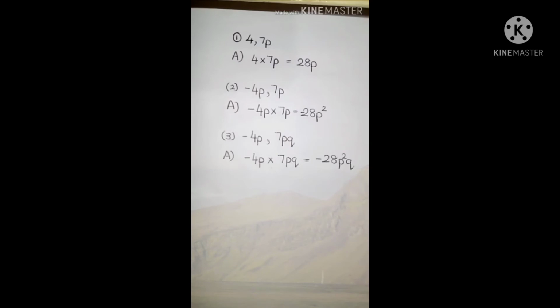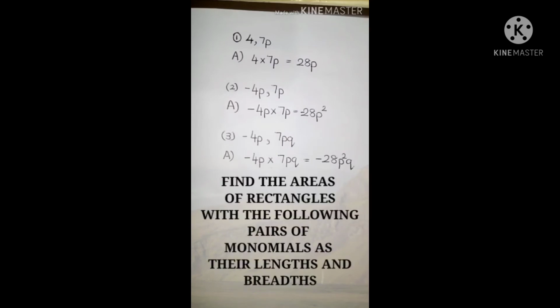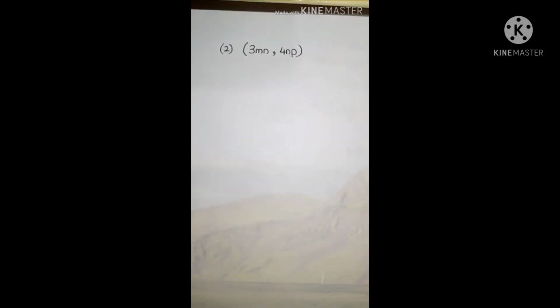Next question is, find the areas of rectangles with the following pairs of monomials as their length and breadth respectively. That is, length is given as a monomial, breadth is also given as a monomial. You should multiply it and find the area of the rectangle. Second question, 3mn and 4np. Length is 3mn, breadth is 4np. Area is length into breadth.